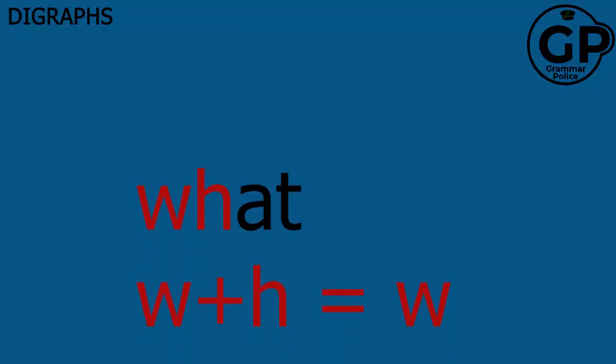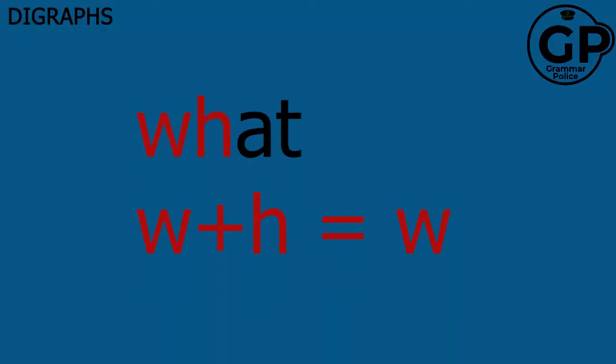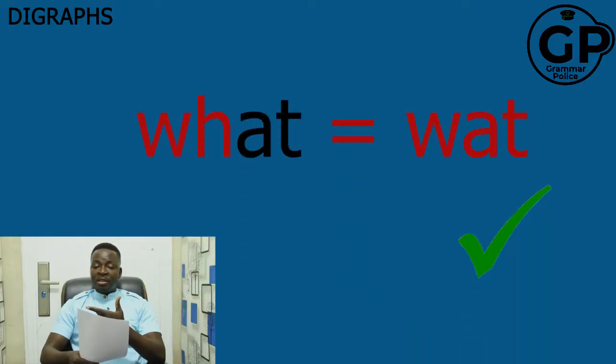When W and H come together in a word and they function as a digraph, then they produce the sound of only the W. The H goes completely silent. This is a rule. So in WHAT, we do not say what. The correct pronunciation is what, as if the spelling is just W-A-T. What. It is wrong to say what. It is not another option.